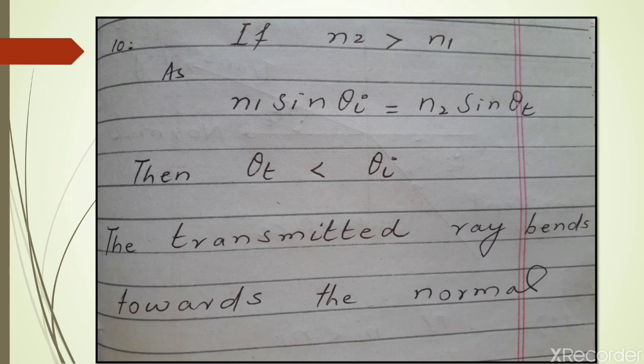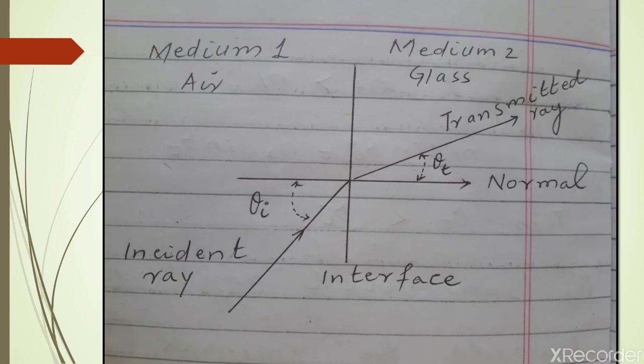If n2 is greater than n1, if the refractive index of medium number 2 is greater than medium number 1, then according to Snell's law, the angle of transmission will be less than the angle of incidence. And if the angle of transmission is less than the angle of incidence, definitely the transmitted ray bends towards the normal, as shown in this figure.